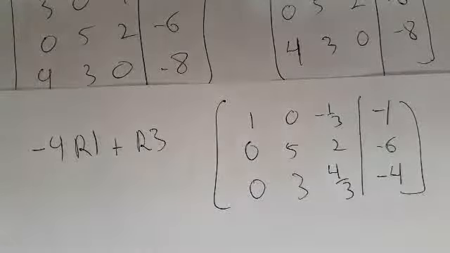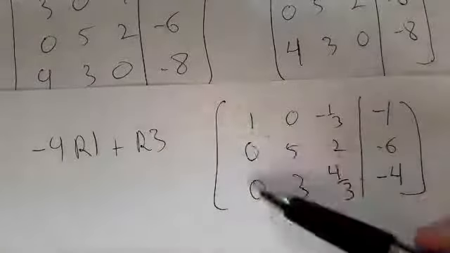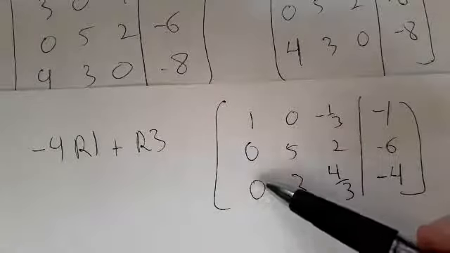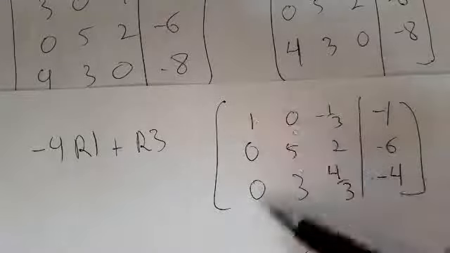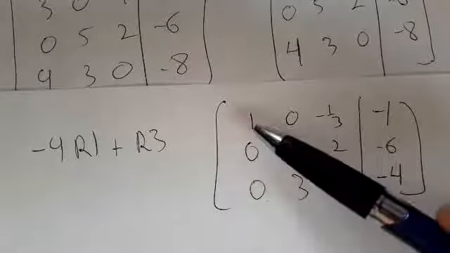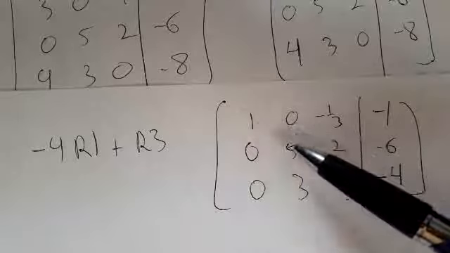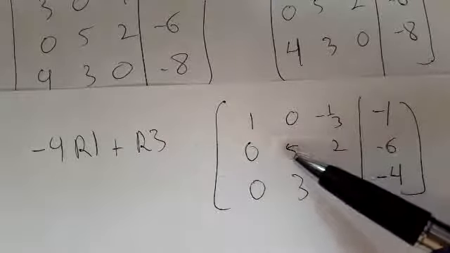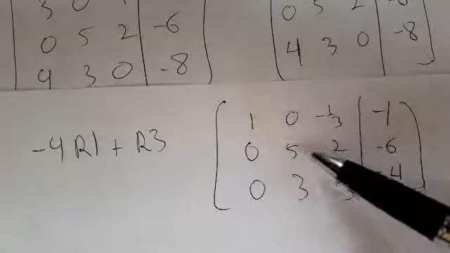But anyway, a little bit of a tangent. Let's look back at what we were doing here. We got our 1s, we got our 0s below it. We were successful in getting this first column. Let's move to the next one. We want to get the 1 in the diagonal first.